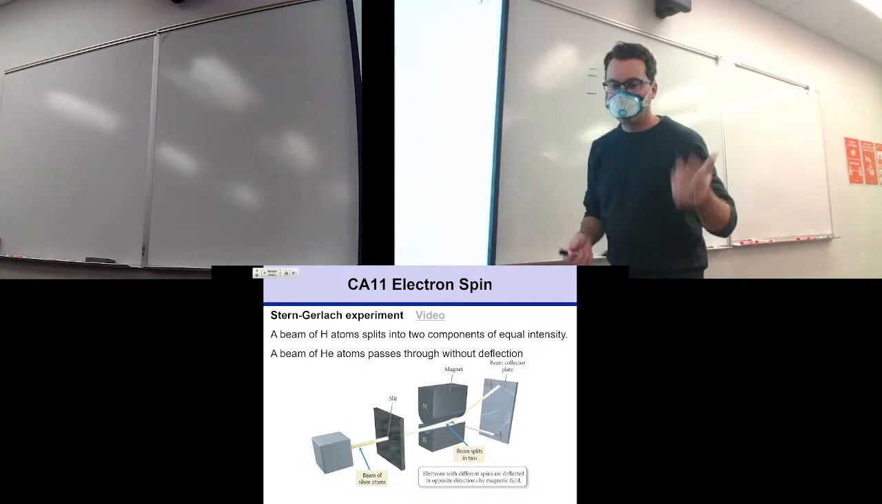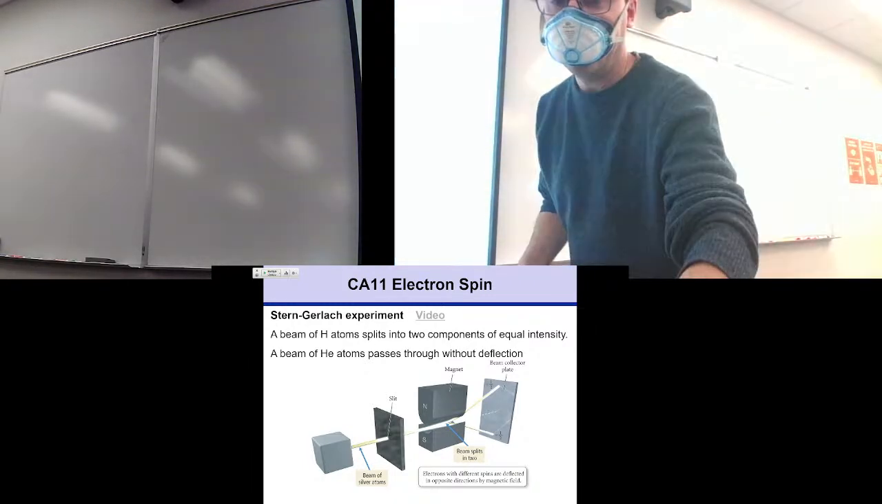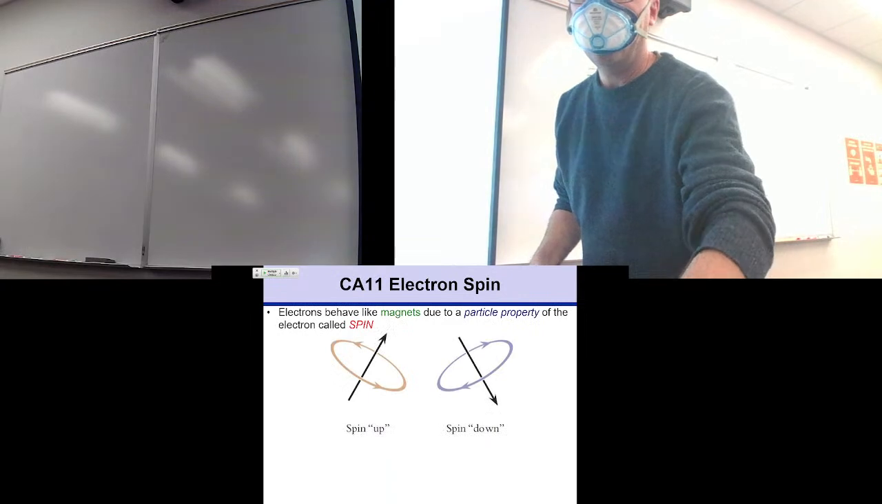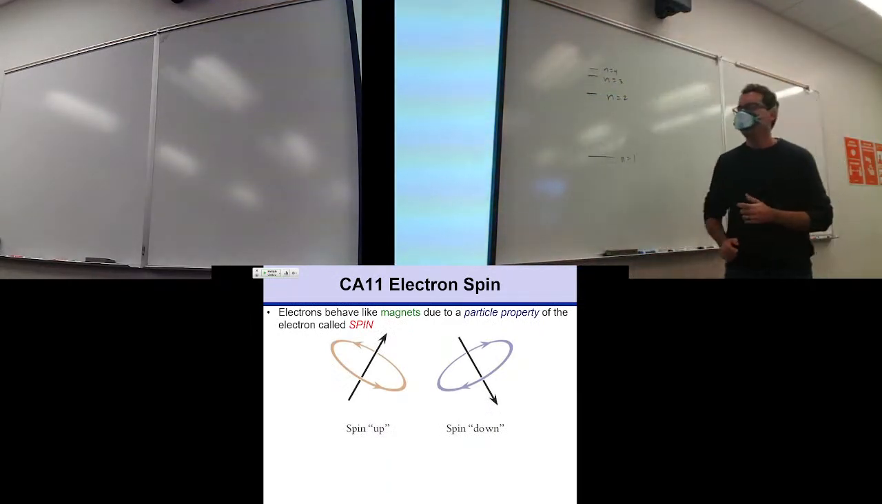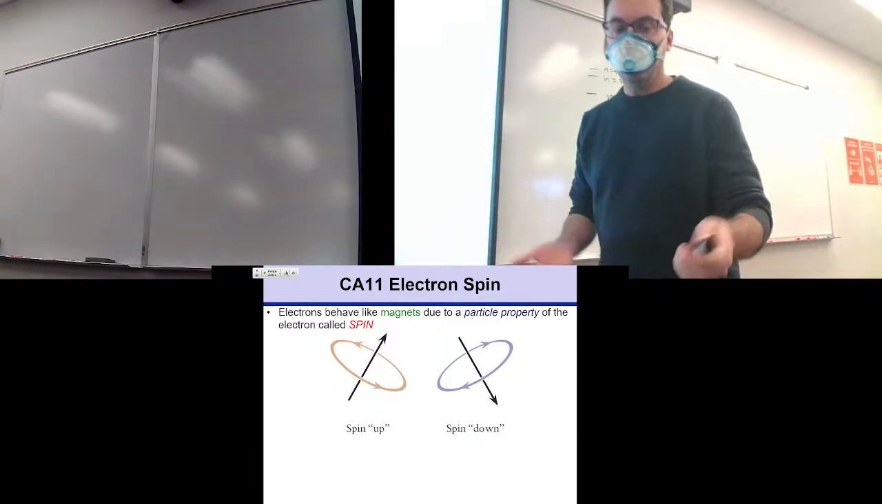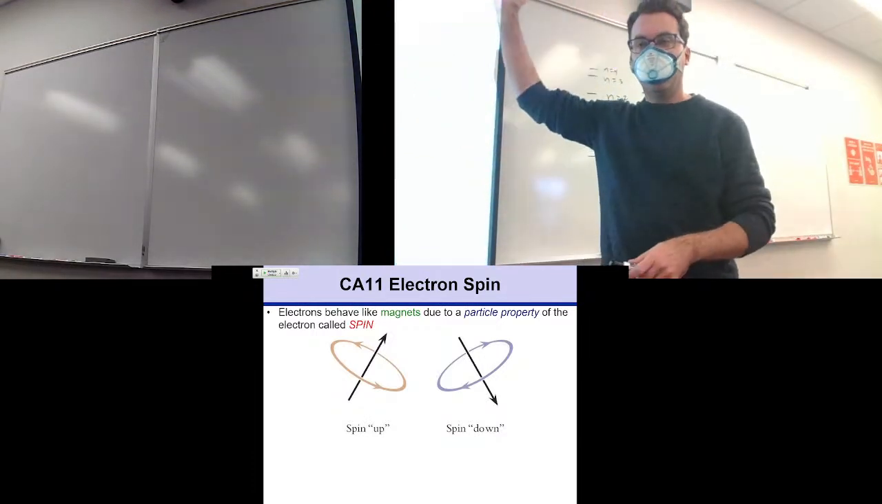And so this is where we get this idea of electrons having a spin component, spin up or spin down. It's kind of random which one they are. So that's why half of them went up, half of them went down.